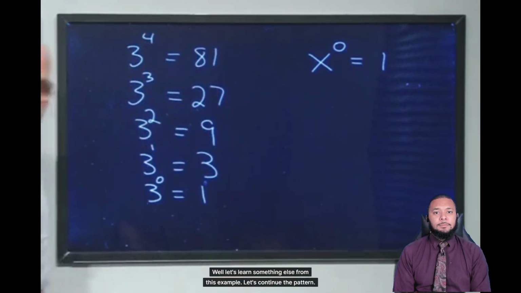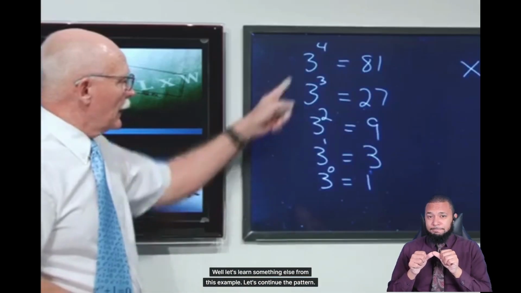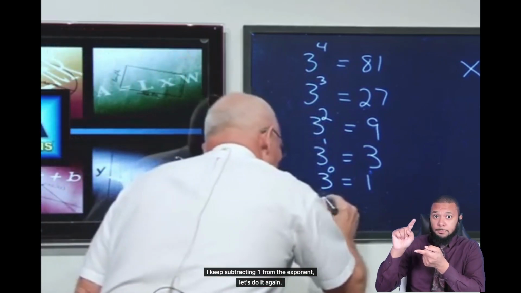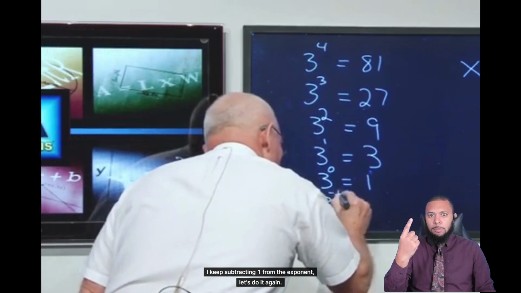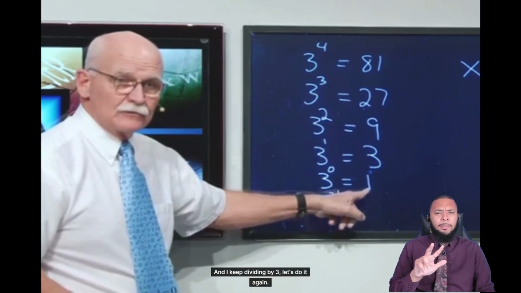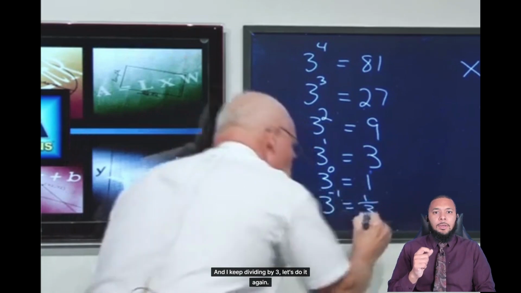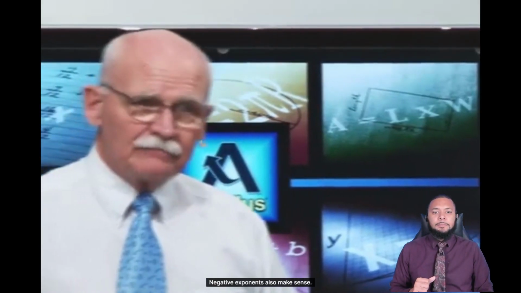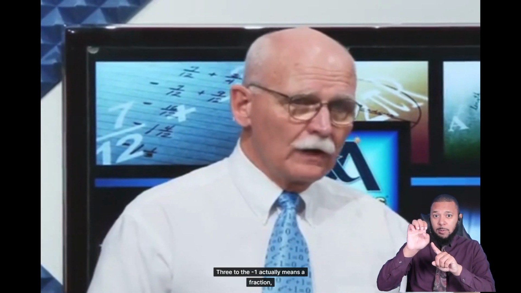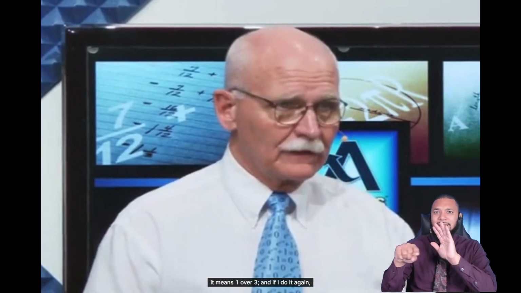Well, let's learn something else from this example. Let's continue the pattern. I keep subtracting 1 from the exponent. Let's do it again. And I keep dividing by 3. Let's do it again. Negative exponents also make sense. 3 to the negative 1 actually means a fraction. It means 1 over 3.